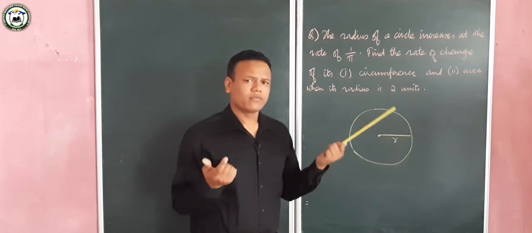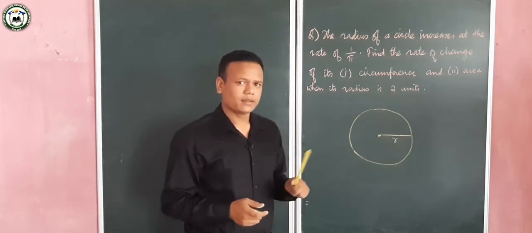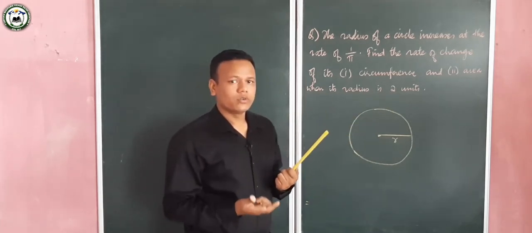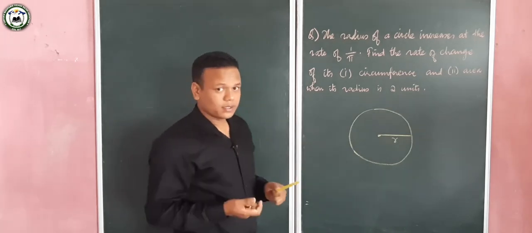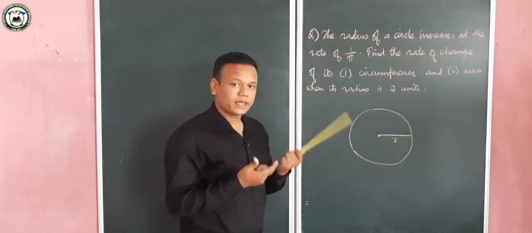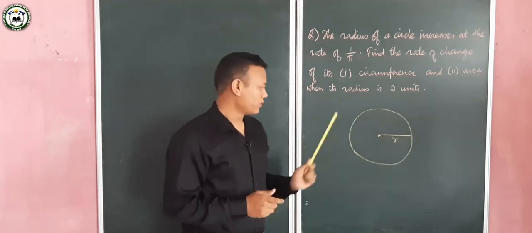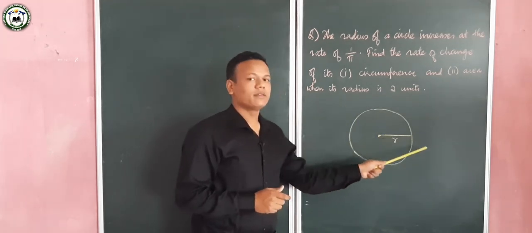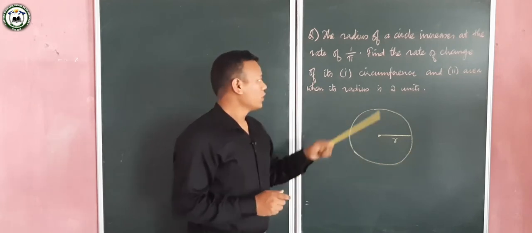So basically you can think of a circular metal plate, okay, and just imagine that you are going to heat it, okay. So when it is heated, you know that it expands, right? Okay, so it expands in all possible dimensions. For example, it will expand in radius, okay. So here, what is happening?